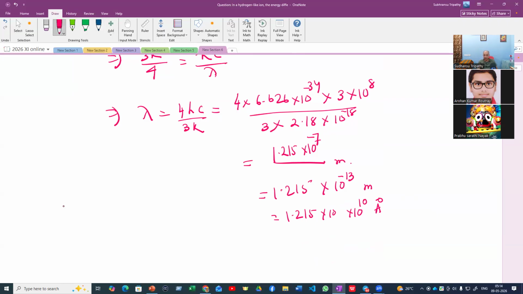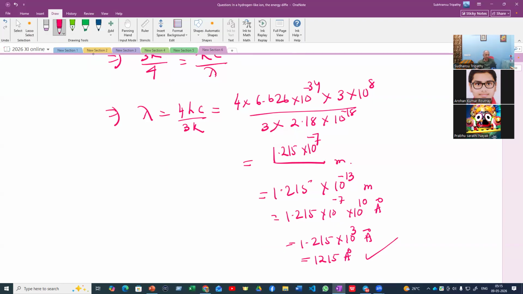So we'll be left with 10 to the power 3. So this will be 1215 angstrom. This is the right thing. Anybody who has corrected this to 10 to the power minus 7? Yes, sir. Prabhu? Yes, sir. So why did you say something different?